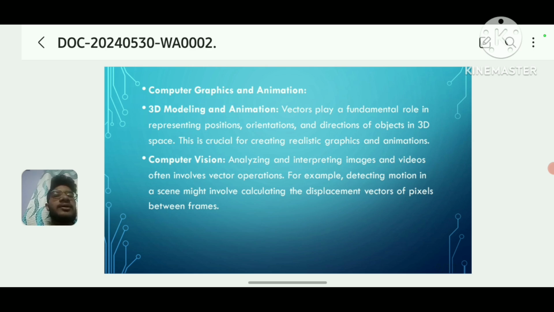Computer vision, analyzing and interpreting images and videos often involves vector operations. For example, detecting motion in a scene might involve calculating the displacement vector for pixels between frames.